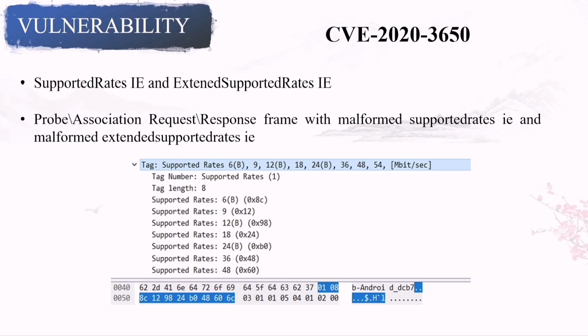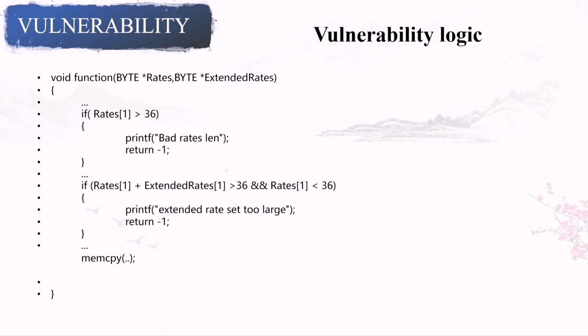These two IEs are the main causes of the vulnerability. They present the data rate and the extended data rate, which are supported by the device. The Wireshark screenshot is normal, i.e., as you can see, it is usually 8 bytes in length, and the vulnerability exists in the association part. Regardless of whether it is a request or a response, as long as the two maliciously constructed IEs are carried, the vulnerability can be triggered.